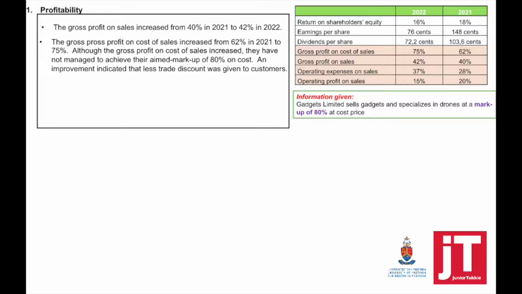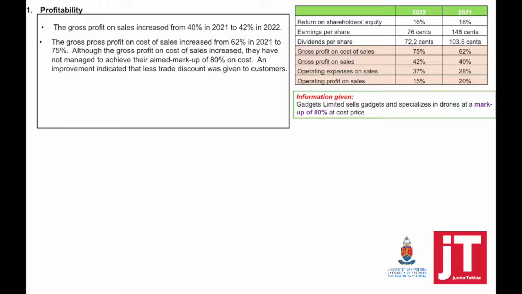Always remember, when we're looking at the gross profit on cost of sales, we're looking at, have we achieved our aimed markup or not? So in the information provided to you right in the beginning, they said to you the markup was 80% on cost. So now we need to bring this into our answer by saying what? Although there was an improvement, we have still not achieved our aimed markup percentage.